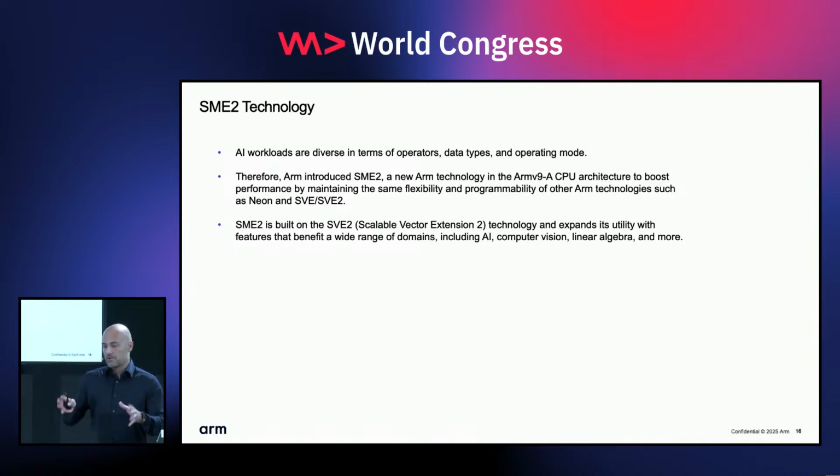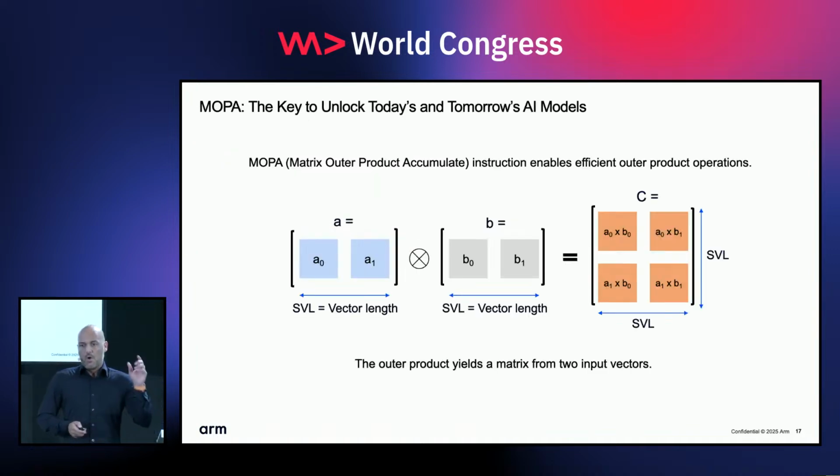This is built on top of SVE2, the Scalable Vector Extension 2. This will provide a lot of flexibility, as you're going to see later, in particular when you write your code, and for future extensions. One key feature of the SME2 technology is the MOPA. And this is the key behind the level of performance you're going to see in the next few slides.